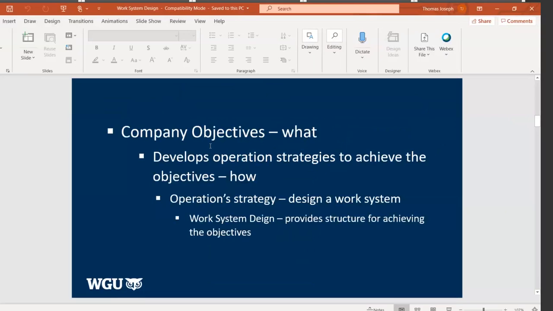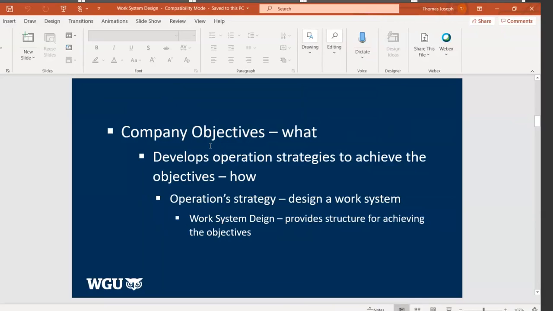So every company has objectives. You see that in the mission statement, in the vision statement, in the core values of the company, the about us page. The company that you work for has objectives. What is it that we want to establish? What is it that we want to obtain? Think of the university, Western Governors University. We have an objective to provide valuable education to our students. That is what we want to establish as a company.